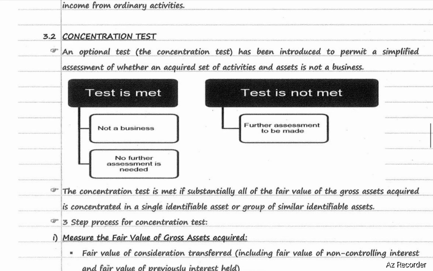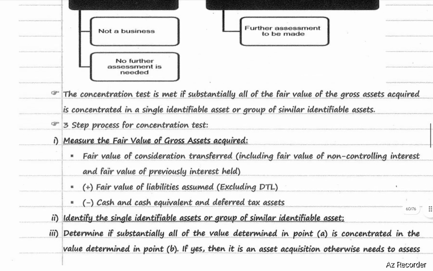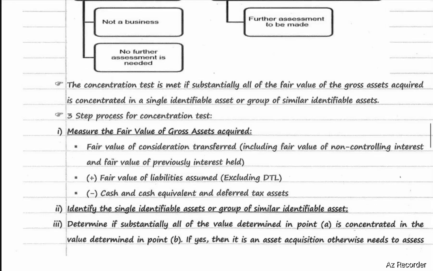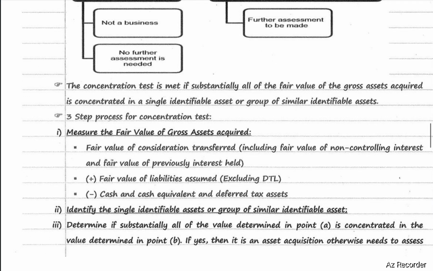The concentration test is met if substantially all of the fair value of the gross assets acquired is concentrated in a single identifiable asset or group of similar identifiable assets. In such a case, it will be considered as asset acquisition, not a business acquisition. In concentration test, there are three steps. Step number 1, measure the fair value of gross assets acquired.